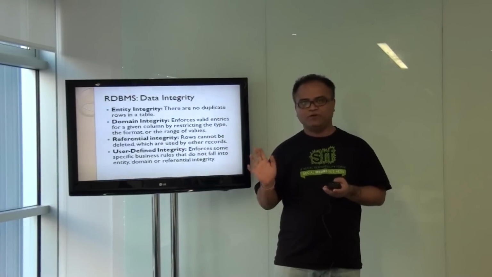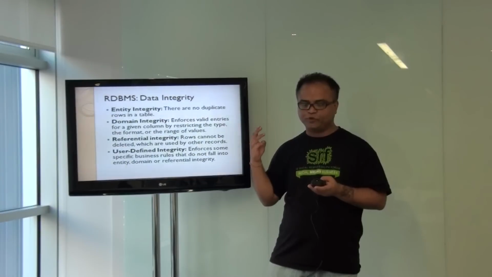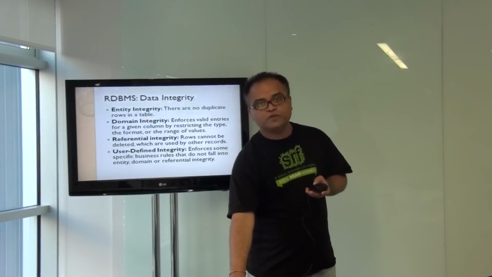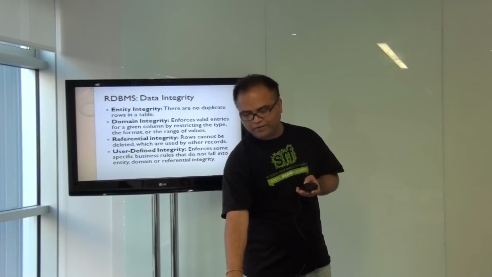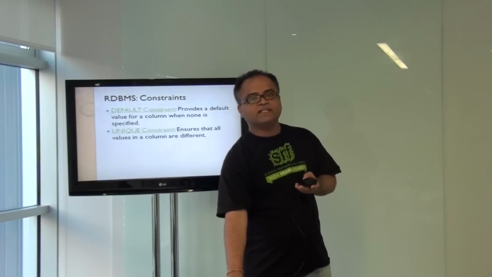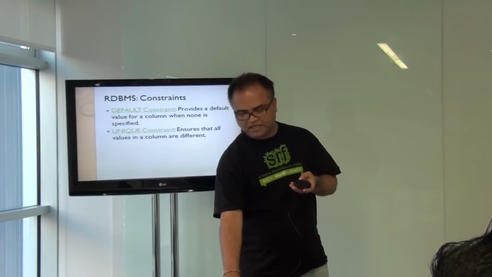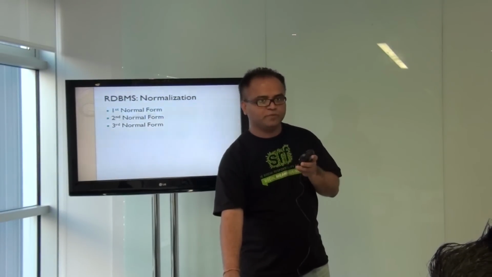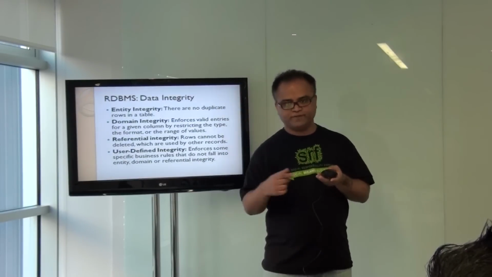RDBMS, as I said, we won't discuss the definition and all that, but it has three major properties which will help us. First, it ensures data integrity. If you are using an RDBMS, you have data integrity. Second, it can help you define constraints. You can define certain constraints. And third, the data is always normalized. Just remember this. It is always like that by default. Now we will go one by one.